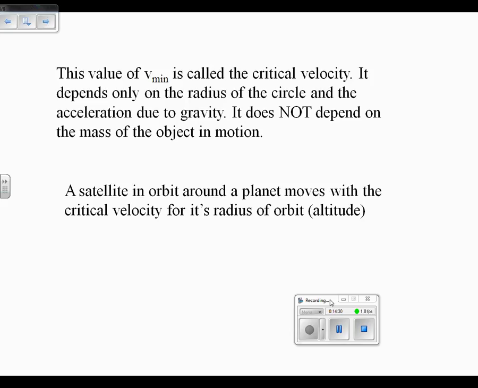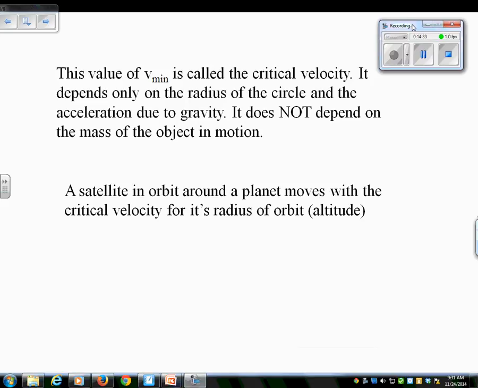Now, a satellite in orbit around a planet moves with the critical velocity for its radius of orbit. So the moon actually moves with its critical velocity to maintain a circular path, or almost circular, around the Earth. What would happen if it was traveling at a faster speed? It would leave orbit. It would be no longer there, causing great problems for us here on Earth, I'm sure. The tides and whatnot, right? And if it was traveling slower, what would happen? It would crash into us and burn, also causing great problems for us. That I am sure of.